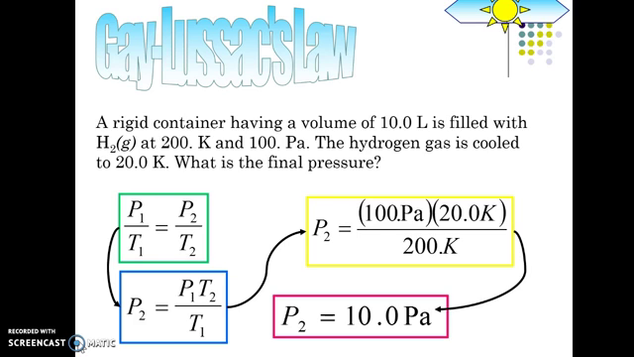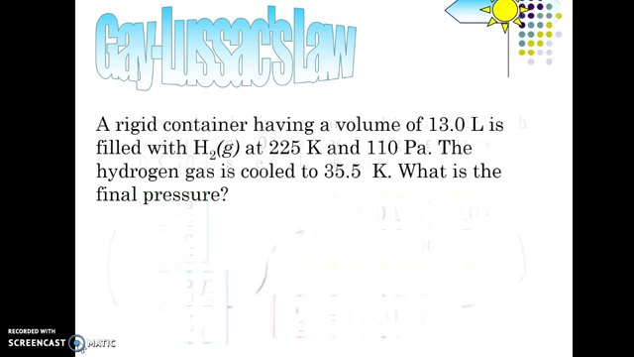All right, so there's another problem on your paper. I want you to go ahead and try that one by yourself. A rigid container having a volume of 13.0 liters is filled with hydrogen gas at 225 Kelvin and 110 pascals. The hydrogen gas is cooled to 35.5 Kelvin. What is the final pressure?